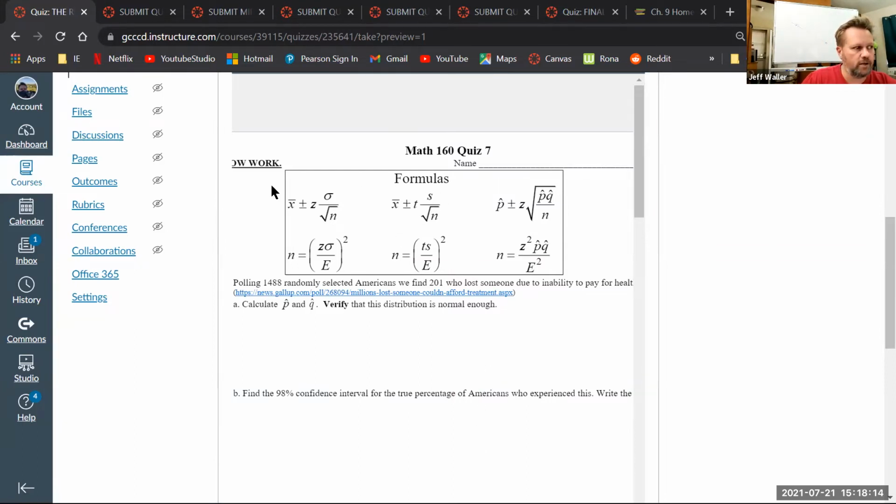So here are the confidence intervals. What are these for? These are for figuring out how large of a sample I need. That's why they're solved for N. There are my confidence intervals. Now, which one of these am I going to use for an NPQ problem? P hat plus minus Z. Yes. And do you see what's missing in this formula? No S, no sigma, none of that, right?